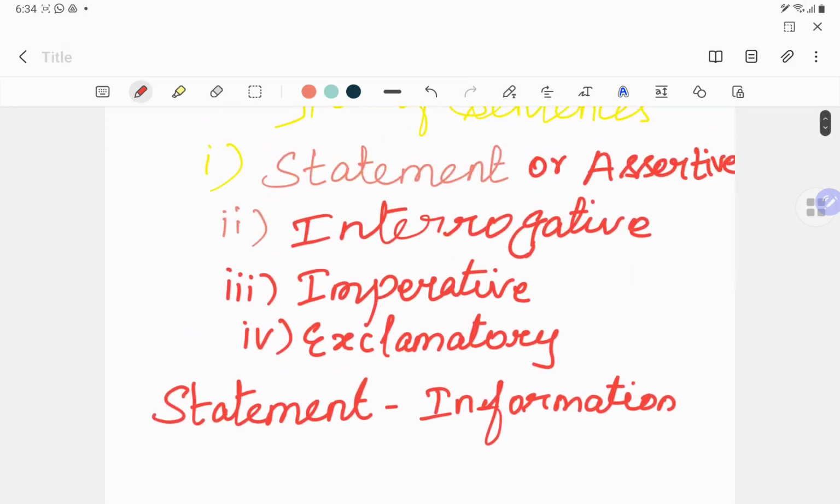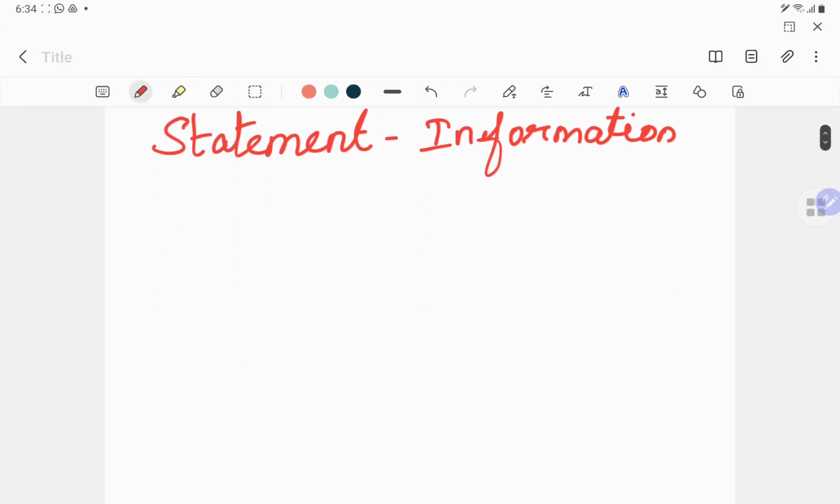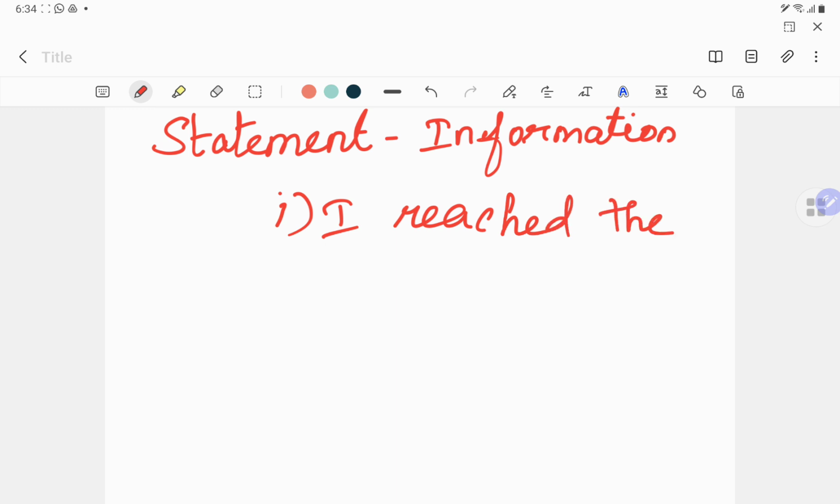And then second one is interrogative. Before that I am going to tell one example for statement. For example, I reached the bus stand. So here you have the example, I reached the bus stand. நான் பேருந்து நிலையத்தை அடைந்து விட்டேன். So this is one of the information you are going to tell to another person. Okay, so that's why we call it a statement.